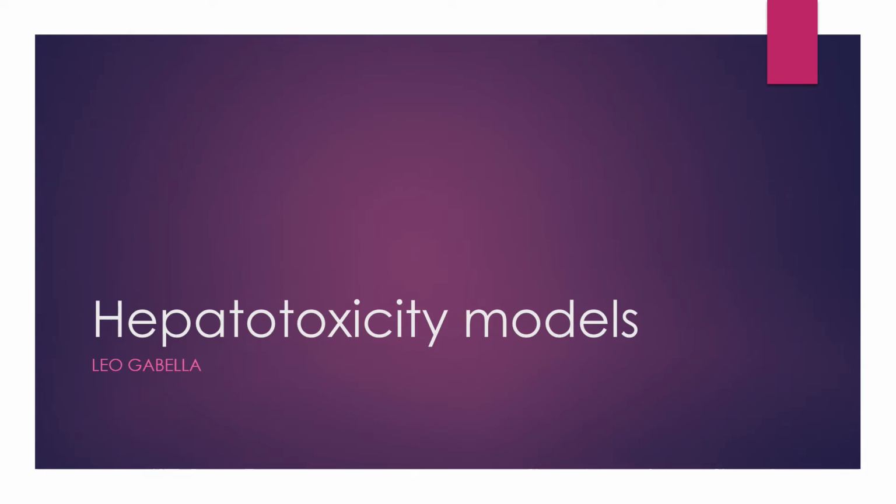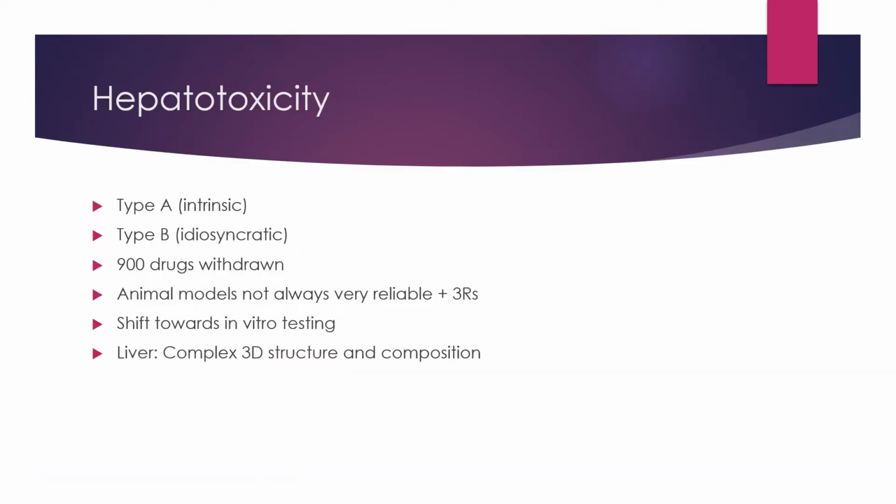Hello everyone, today I'm going to talk about hepatotoxicity models in vitro. Hepatotoxicity is toxicity related to the liver, and there are two main types of drug-induced hepatotoxicity. Type A is the intrinsic or expected toxicity and occurs when the dose is above the therapeutic window, and type B is the unexpected toxicity.